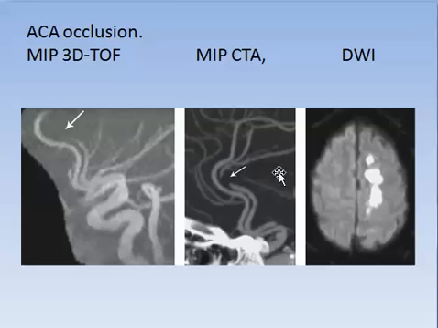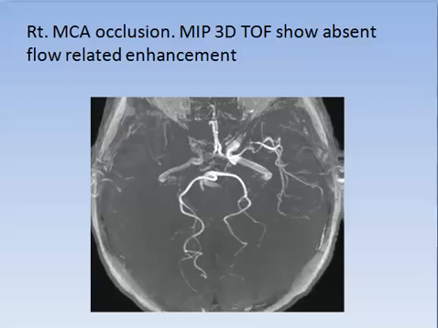Now this is an example of anterior cerebral artery occlusion in CTA and in 3D time of flight, and this is the infarct as seen in diffusion weighted images as restriction. This is right middle cerebral artery occlusion. Now this is maximum intensity projection of 3D time of flight, showing absent flow related enhancement on the right side. Thank you.